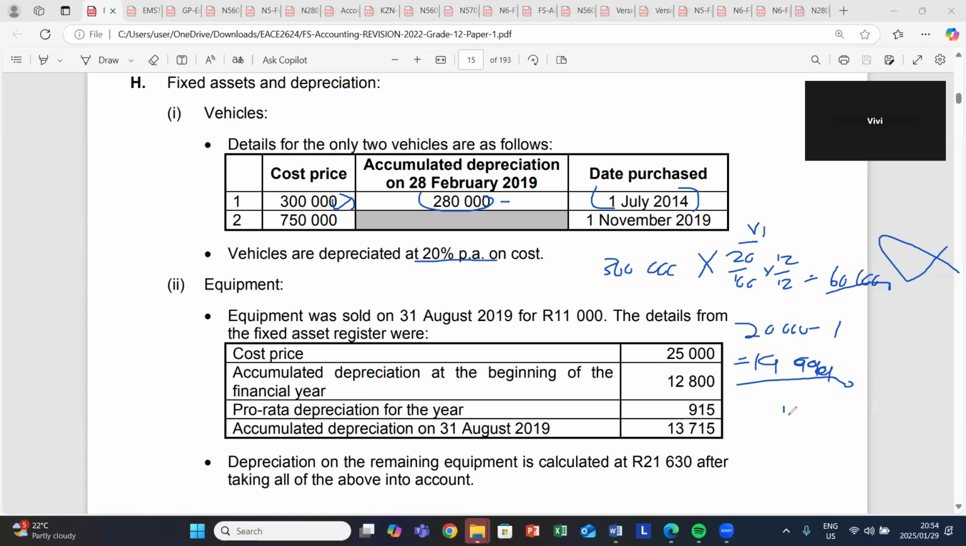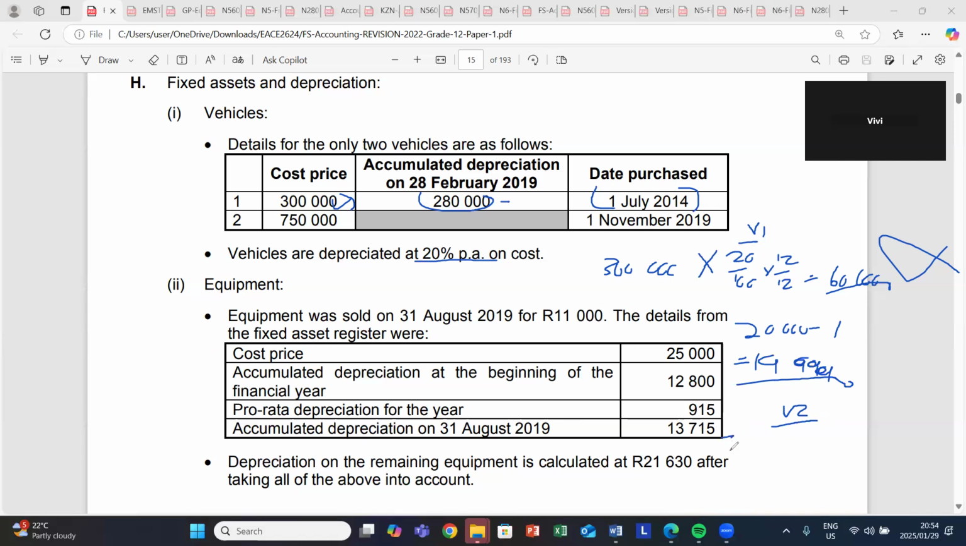And then for vehicle 2, are we good with vehicle 1? No, Chair. Are we good? Yes, we are good. Okay. Vehicle 2, let's do vehicle 2.